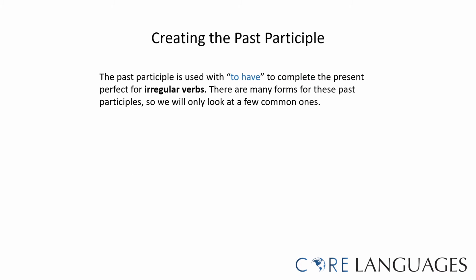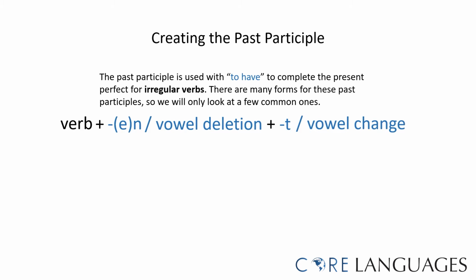Creating the past participle with irregular verbs follows different forms. We can have a verb and the ending en or n, but we can also have a vowel deletion and adding the letter t, or a vowel change. For example, do. The past participle of do is done. The participle of sleep is slept.